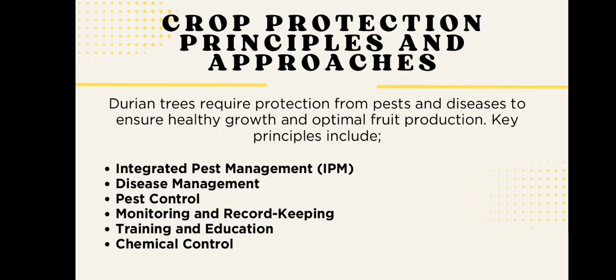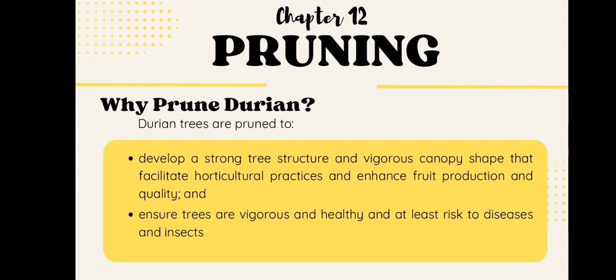Crop protection principles and approaches. Durian trees require protection from pests and disease to ensure healthy growth and optimal fruit production. Key principles include integrated pest management, disease management, pest control, monitoring and record keeping, training and education, and lastly is chemical control. Chapter 12, Pruning.